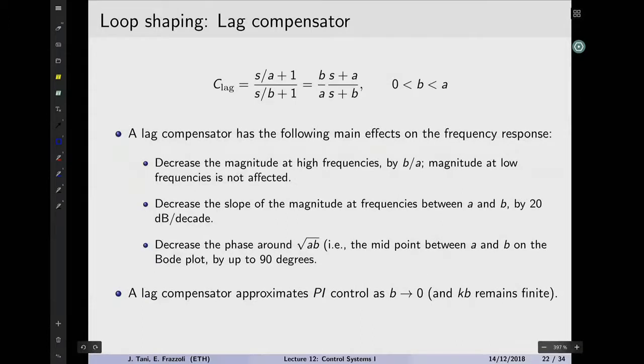Okay, moving on. What's a lag compensator? Once we understood the principle of the lead compensator, the lag compensator comes for free, because the lag compensator is just the opposite. What the lag compensator does is always has a ratio of a pole and a zero, but this time the pole is bigger than the zero.